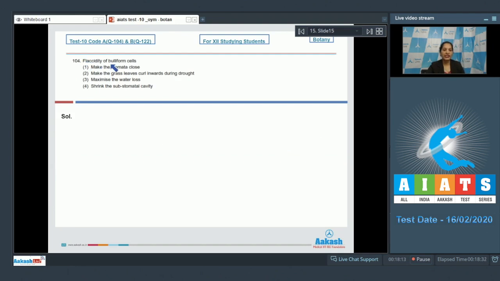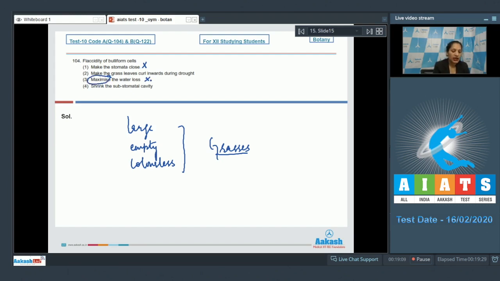Question number 104. Flaccidity of bulliform cells. What are bulliform cells? Bulliform cells are large, empty, colorless cells. They are modified adaxial epidermal cells found in grasses. Some cells of the upper epidermis of the leaf of the grasses modify to form the bulliform cells. These bulliform cells make the grass leaves curl inwards during the drought conditions and prevent the grasses from the water stress. So they make the stomata close? No. They maximize the water loss? No. They minimize the water loss. They shrink the substomatal cavity? No. They make the grass leaves curl inwards during the drought? It is correct. So the correct option for the given question is option number 2.